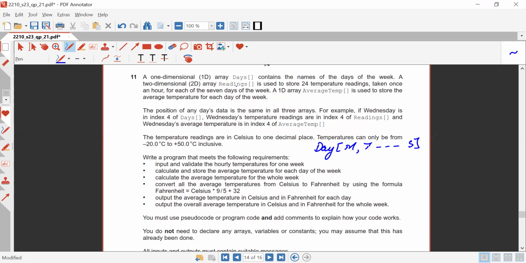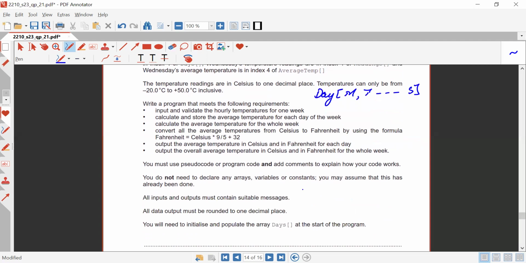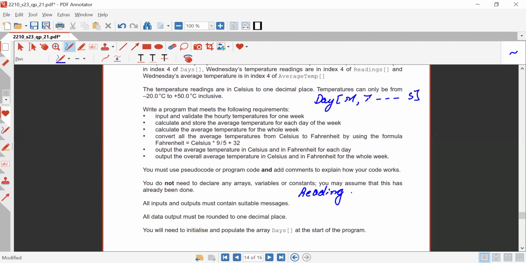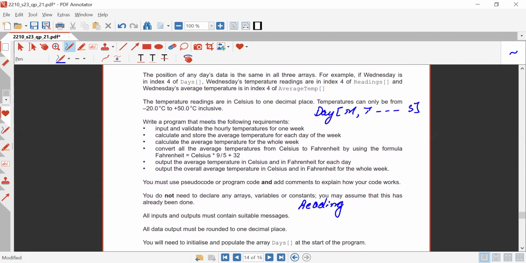A two-dimensional array, readings, is used to store 24 temperature readings taken once an hour for each day of the 7 days of the week. So it will be Sunday, Monday, Tuesday, and so on, and these 24-hour readings, 1, 2, and till 24. So it will be in this way.